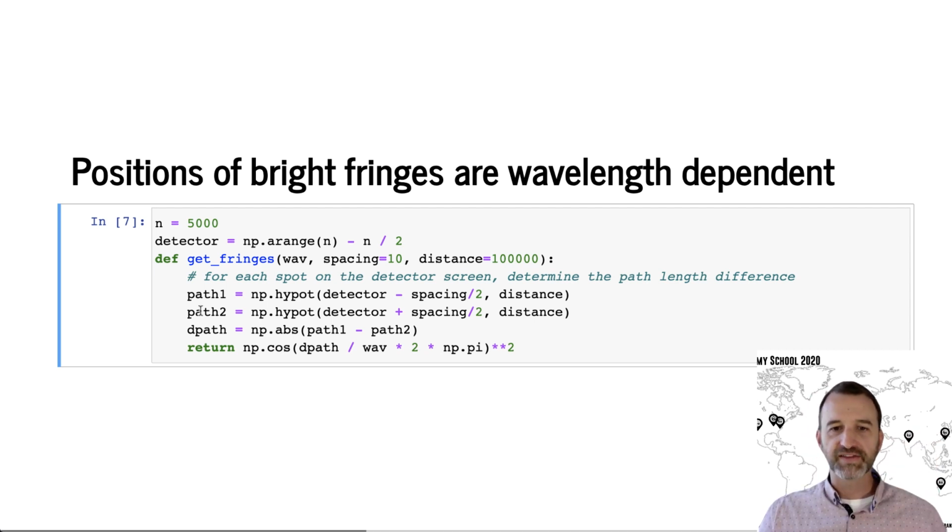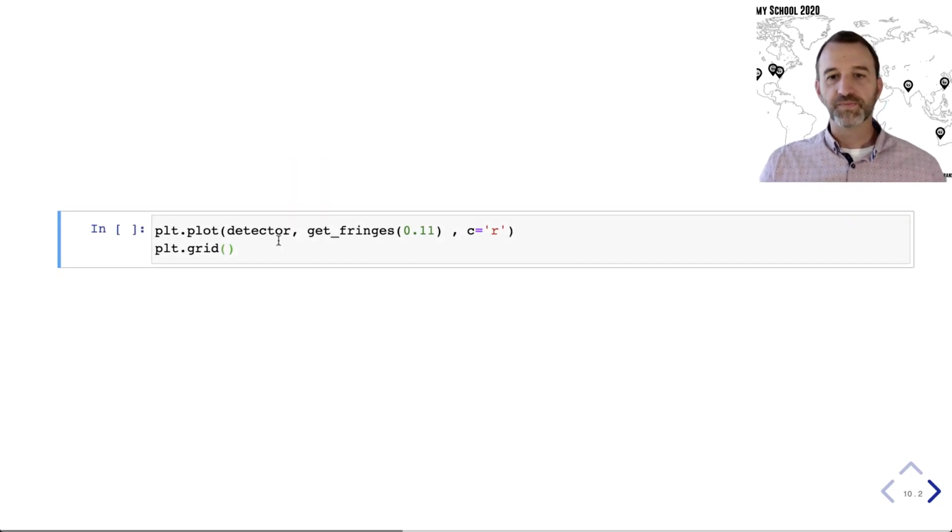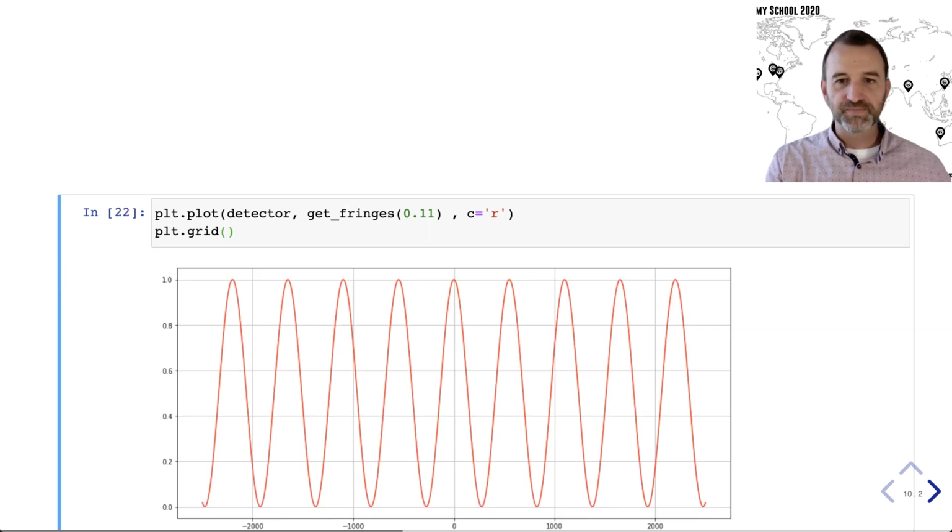And we're going to look at whether we're getting constructive or destructive interference, depending on what the wavelength is that we're supplying. All right. So first, let's consider some wavelength of light, so 0.11 in whatever units. Maybe this is some red laser that you're shining through the slit. And when we do that, this is what you're getting.